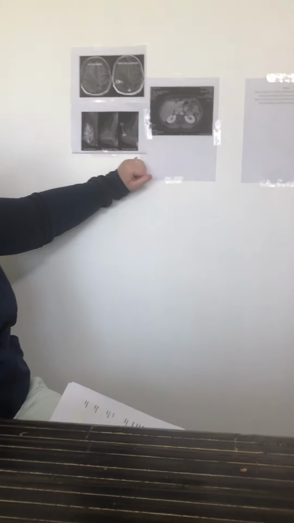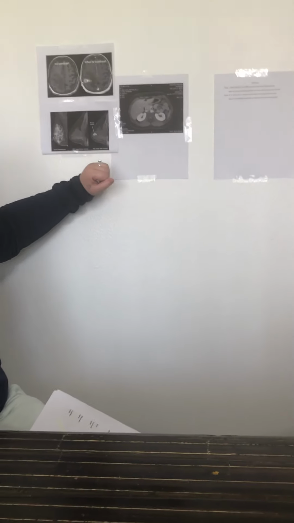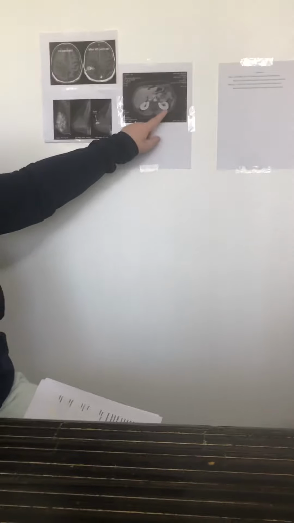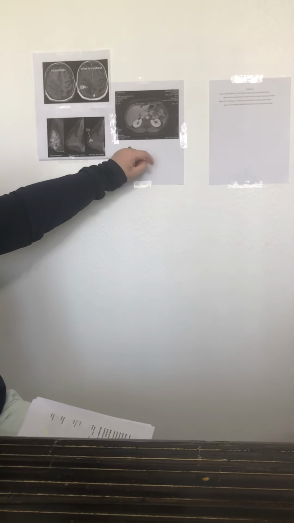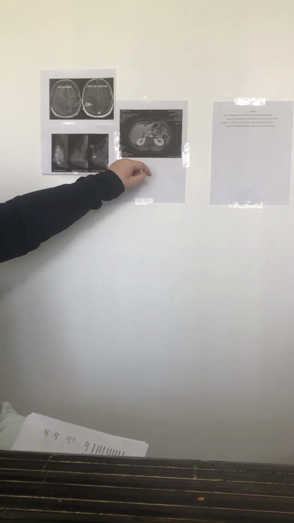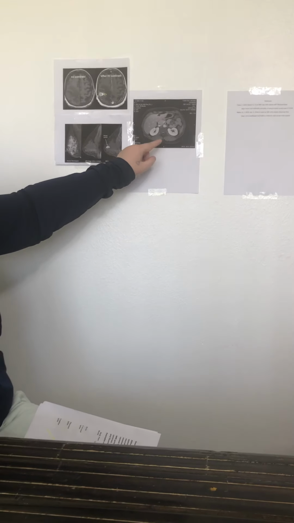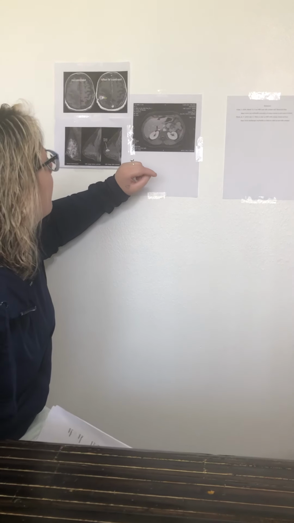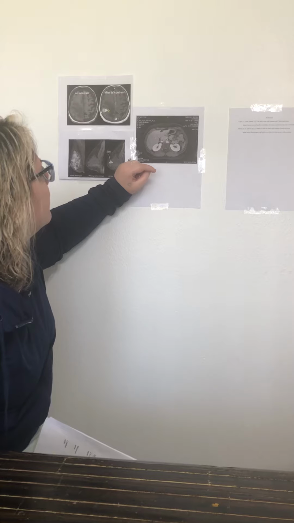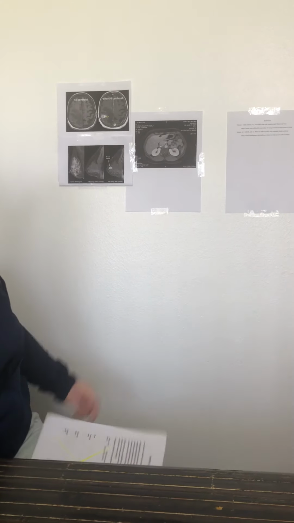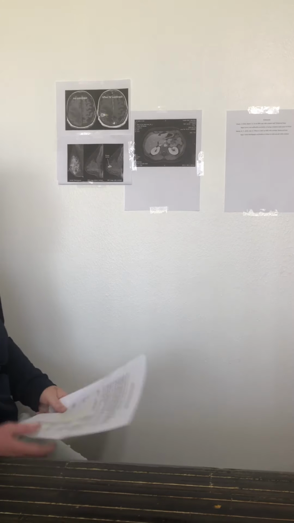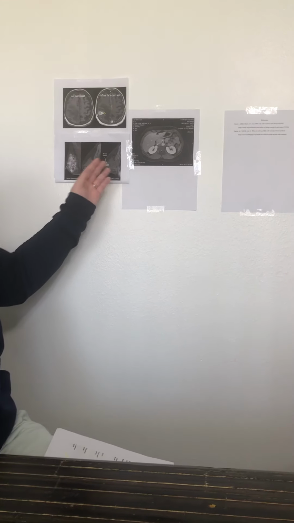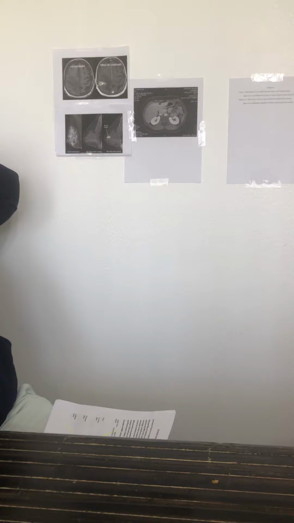Over here I have an MRI used with contrast of the abdomen. You can see the kidneys, the liver, the spleen over here, and then you can see, I'm not sure what they're just looking at. I don't know if it's a routine or what, but you can see when the contrast is used how much of a difference that can make.